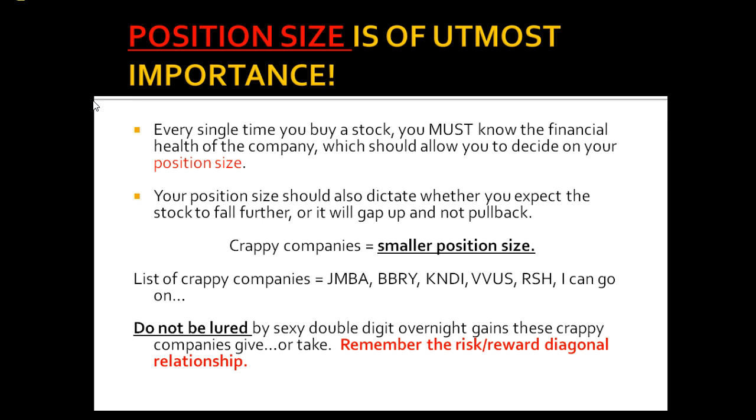And always analyze a couple of steps further. If this happens, what am I going to do at this point? And if it runs higher, how much am I going to sell? Always pre-plan all of your trades. And I put a list of crappy companies like Jamba Juice, BlackBerry, Vivus, and you'll have your own list, I'm sure. There are a lot of momentum crappy companies, but just watch your position size and take it easy on risk until you get the hang of it. Do not be lured by sexy double-digit overnight gains that these crappy companies give or take.